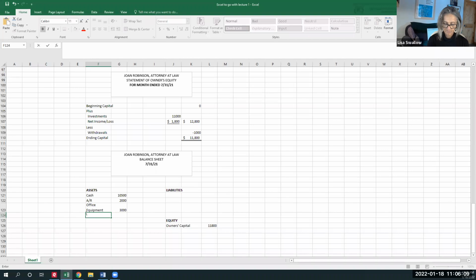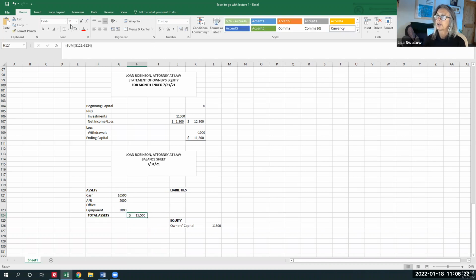Okay, and then again, we're going to total our assets over here in the next column. So we need to have a label, total assets. And that is the sum of these 3 numbers, 15,500. And we knew that because we've already seen that, right?